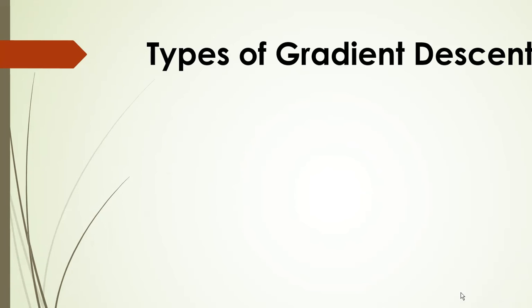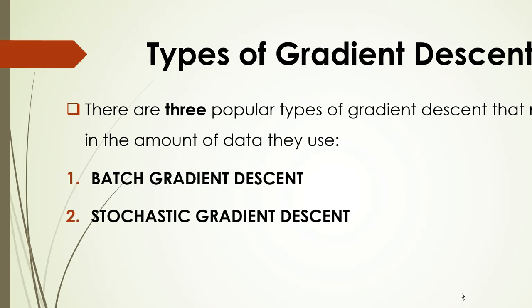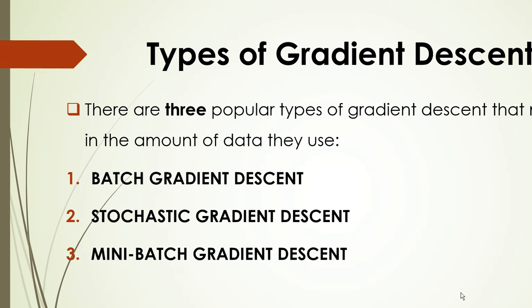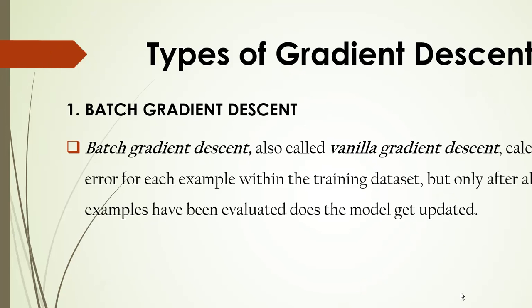So, what are the types of gradient descent? There are three popular types of gradient descent that mainly differ in the amount of data they use. First is batch gradient descent, second is stochastic gradient descent, and the third is mini batch gradient descent. Here, the first type is batch gradient descent. So, what comes under batch gradient descent? It is also called vanilla gradient descent.